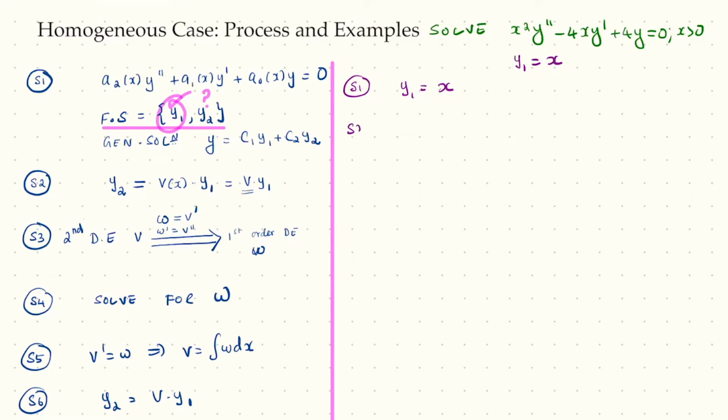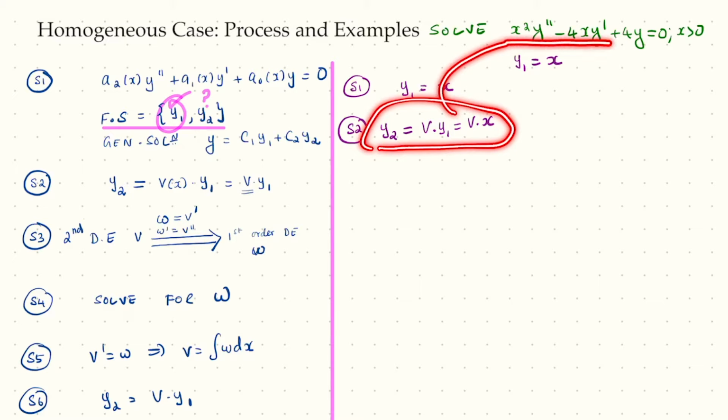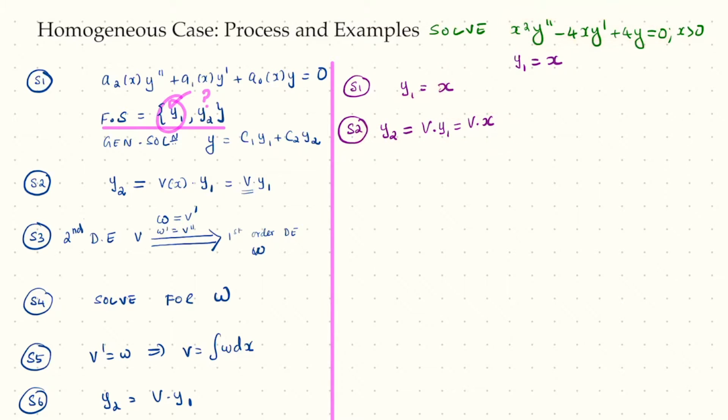The second step, as you see, I'm going to assume that y2 is a function multiple of y1, which in this case would be simply v times x. Now I know that y2 is a solution to the differential equation, so I'm going to plug it back in. To do that, I need to find y2 prime and y2 double prime so that I can plug it back in.